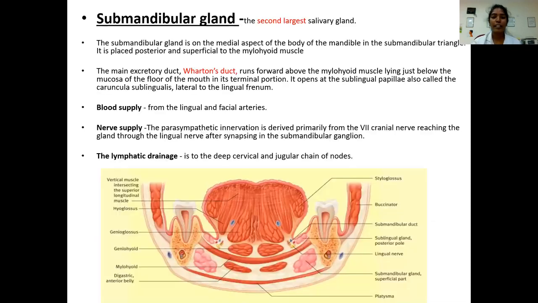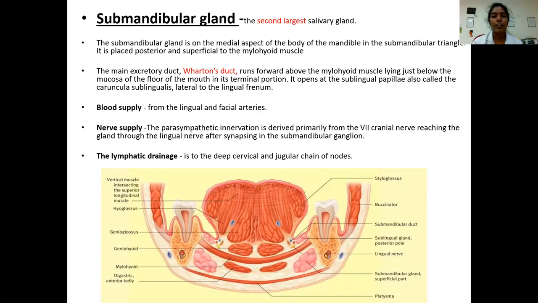Going to the submandibular gland, it is the second largest salivary gland. The submandibular gland lies on the medial aspect of the body of the mandible in the submandibular triangle. It is placed posterior and superficial to the mylohyoid muscle. The main excretory duct, Wharton's duct, runs forward above the mylohyoid muscle, lying below the mucosa of the floor of the mouth in its terminal portion. It opens at the sublingual papilla, also called the carunculus sublingualis, lateral to the lingual frenum.